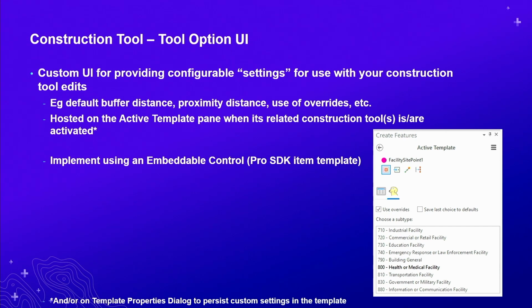The UI, once it's associated with the tool, is hosted on the active template pane. So on normal feature templates, there's a little blue arrow which points to the right. If you click on that, that goes to the active template pane for that particular template. And then if you've got any custom UI, that'll actually be displayed in that area there, and the user can enter whatever you want them to, essentially. How it's implemented is through an embeddable control, which again is another control that you pick from the SDK template, and we'll get into that in the demo.